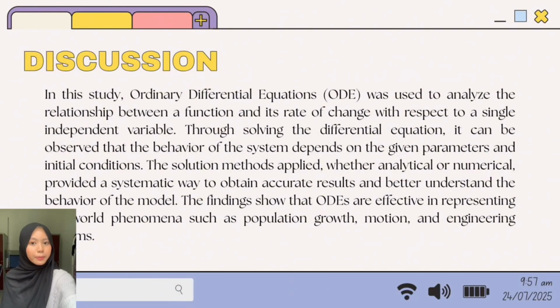Let's move to our discussion. In this study, ODE was used to analyze the relationship between a function and its rate of change with respect to a single independent variable. Through solving the differential equation, it can be observed that the behavior of the system depends on the given parameters and initial condition. The solution methods applied, whether analytical or numerical, provide a systematic way to obtain accurate results and better understand the behavior of the model. The findings show that ODEs are effective in representing real-world phenomena such as population growth, motion, and engineering systems.